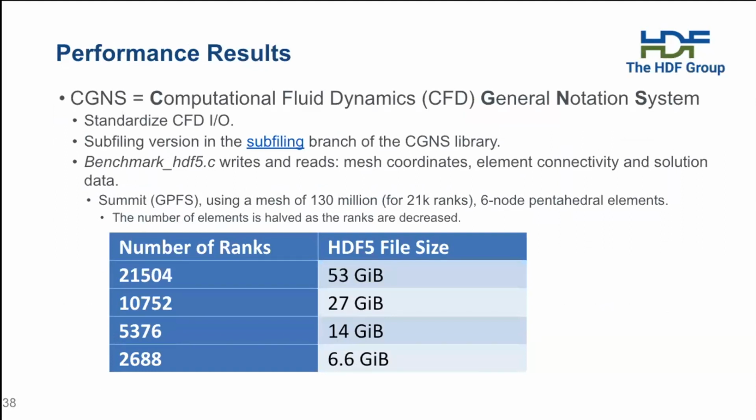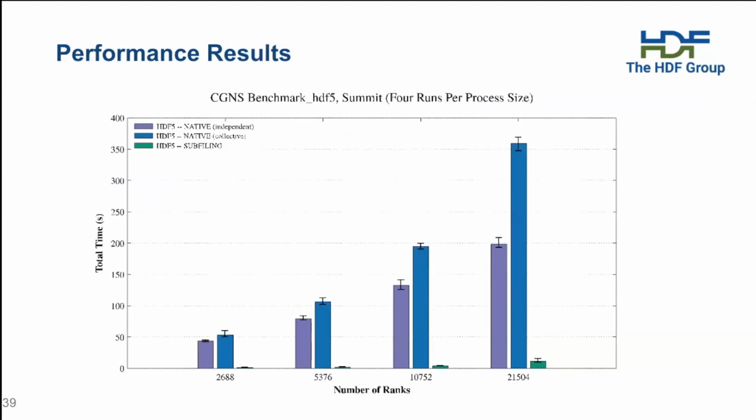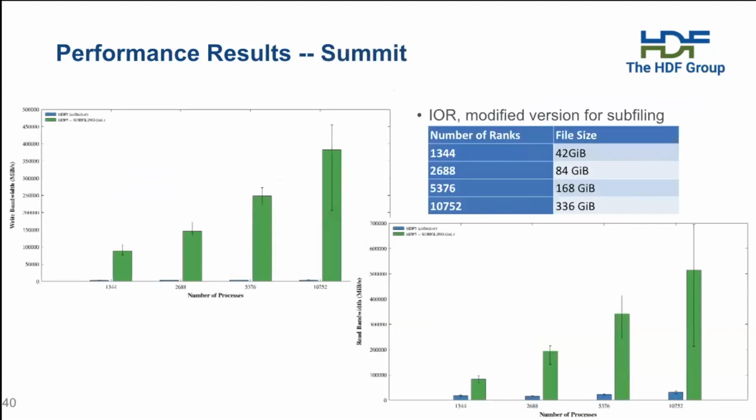And here are some quick performance results. This is time, so lower is better. Purple is independent, blue is collective, and green is subfiling. So for this case, it's at least an order of magnitude, looks like almost 2 orders of magnitude faster. And in this case, the y-axis is flipped, it's bandwidth. Subfiling is again much faster, and it scales well with the number of ranks, as you can see here.